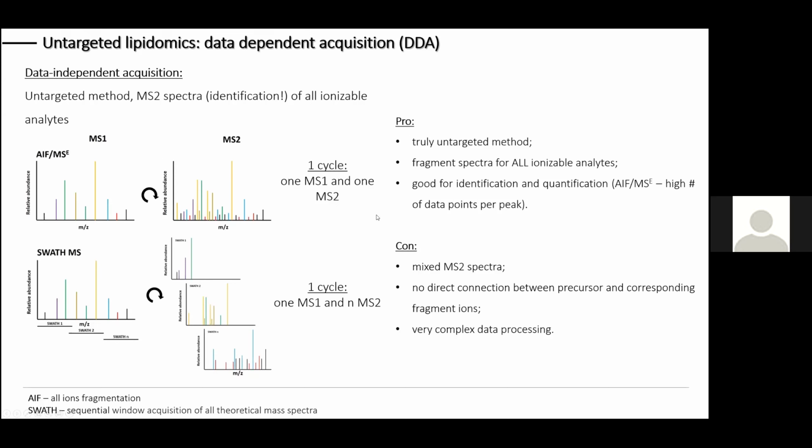And in case of, for instance, all ion fragmentation or MS to the E, this method is also good for quantification. But the problem here is that we get very mixed MS2 spectra. So you see that here we have fragment ions from very different precursors. Here, less complex, but still mixed.